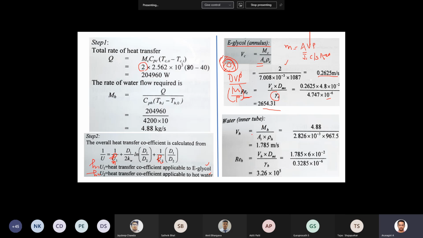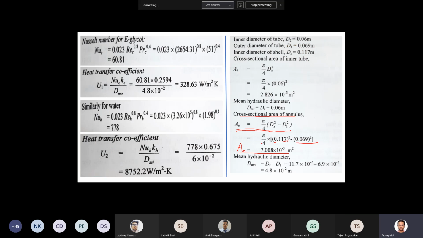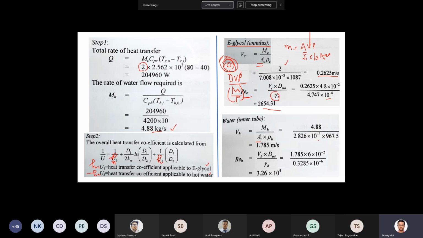Okay, so then water in the inner tube, the flow rate we have calculated is 4.88 kg per second. The cross sectional area you have to calculate, that is pi by 4 d_2 square, that is 2.826 into 10 power minus 3. Okay, so substitute here, then density is 967.5, so you can calculate the velocity, 1.785 meters per second. So Reynolds number is D V by gamma, this is kinematic viscosity. Substitute here, so you will get approximately 3.26 into 10 power 4.